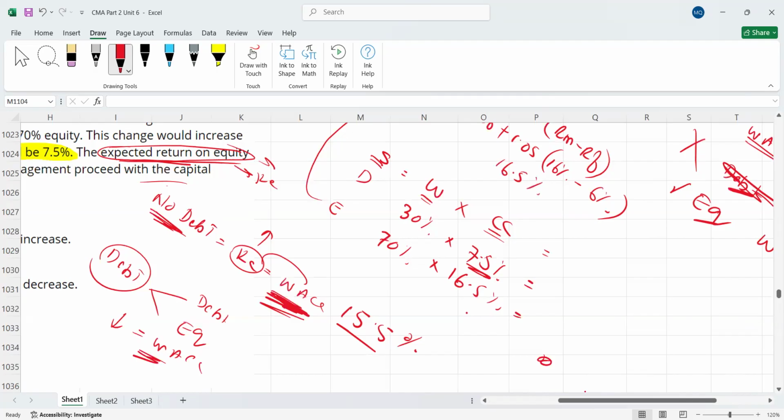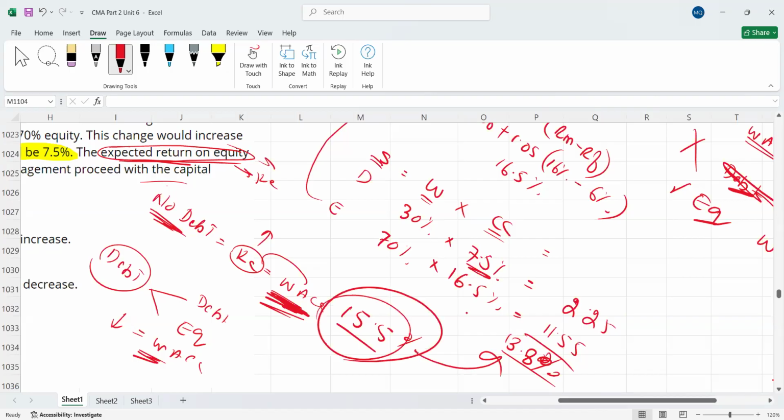So we got 30% times 7.5%. It is going to be 2.25, the first thing. And second thing, 70% times 16.5. It is going to be 11.55. And now you will add 11.55 plus 2.25. So it is totally going to be 13.8%. Okay, total. So it means previous WACC was 15.5 and new WACC is going to be 13.8.